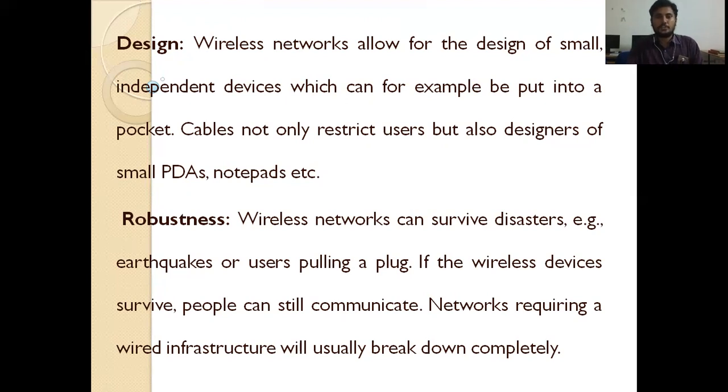In difficult situations like earthquakes and tsunamis, it is very useful. If the wireless devices survive, people can still communicate. Networks requiring a wired infrastructure will usually break down completely in situations like earthquakes. So the wired network breaks down completely. In that situation, if we use wireless networks, that is very useful to the users. So that is one of the best advantages.